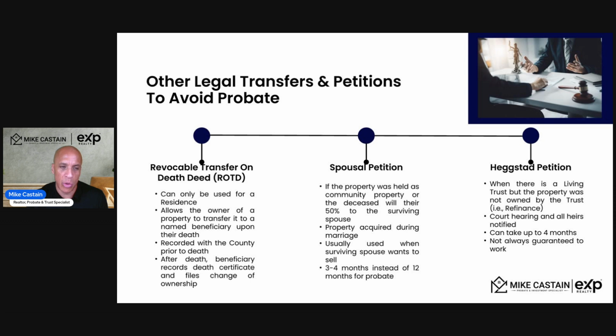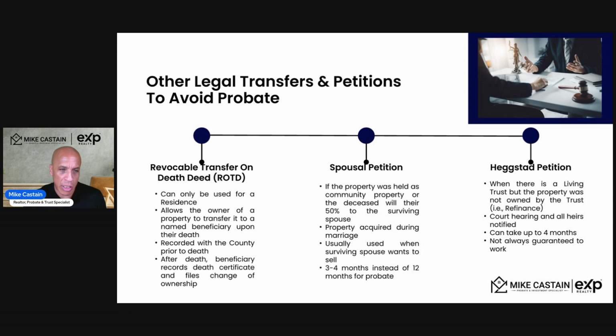back into the individual owners' names, and then the refinance was conducted, but then the owner or owners forgot to transfer the ownership back into the living trust, and then the owner or owners passed away without the living trust actually owning the real estate. This is when the Heggstad petition comes into effect.